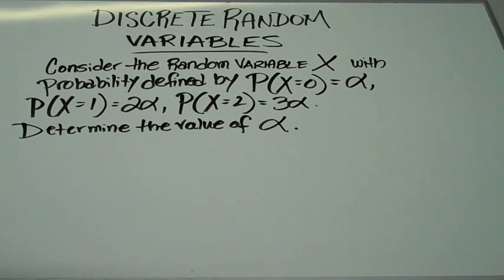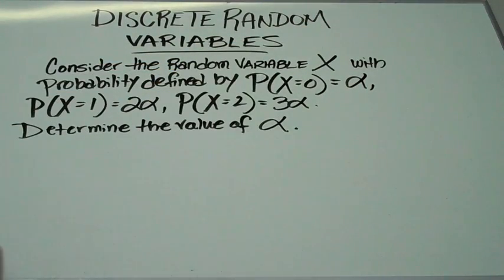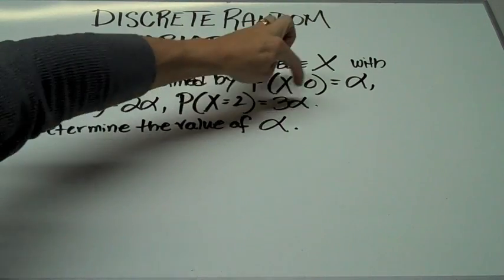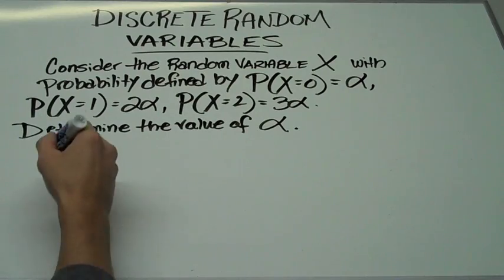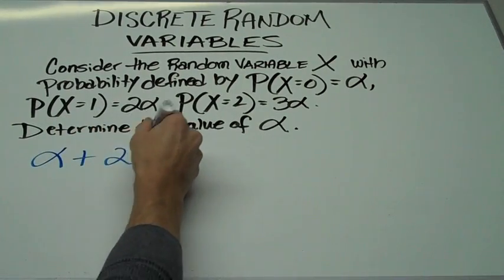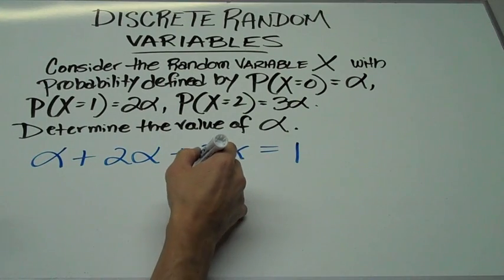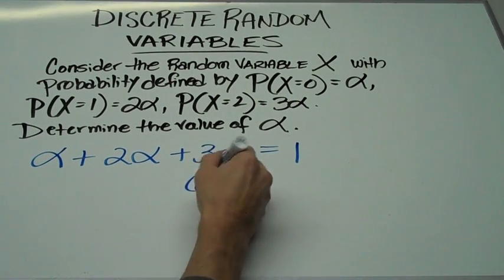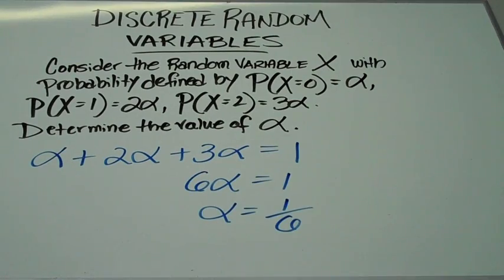Well, the only two rules we know are that each of these individual probabilities must be between 0 and 1 inclusive, so they could equal 0, they could equal 1, and that the sum of these has got to equal 1. All of our parts together must equal 1. Well, alpha plus 2 alpha plus 3 alpha must equal 1, which means that 6 alpha is equal to 1, so alpha is 1/6.